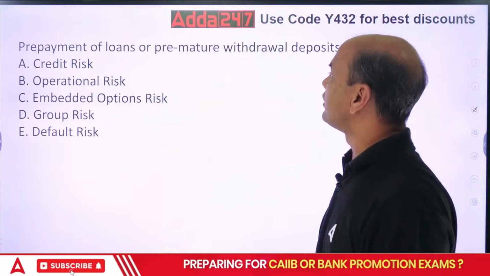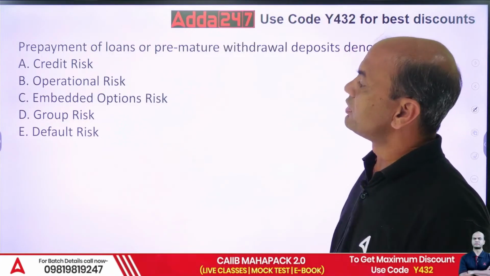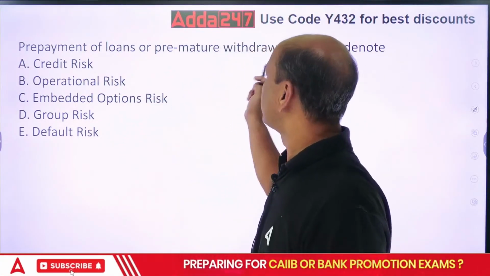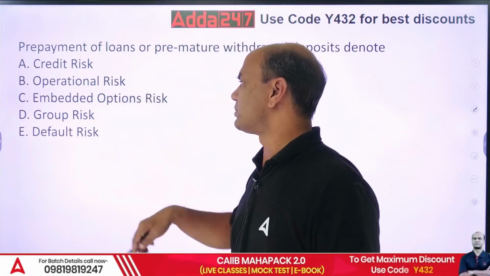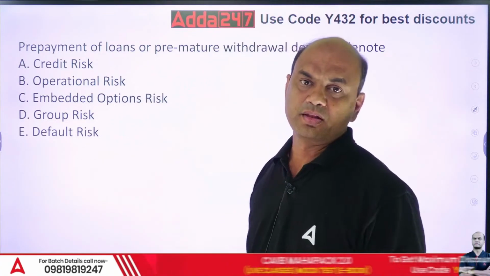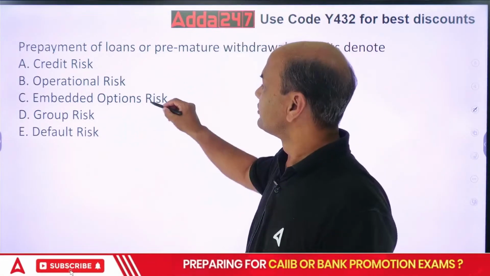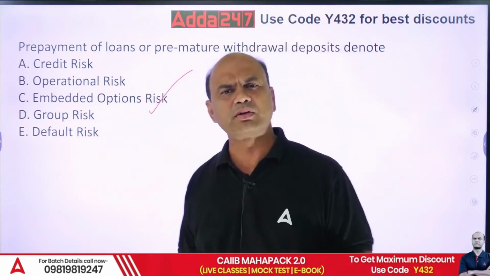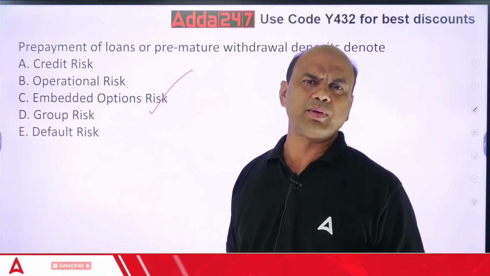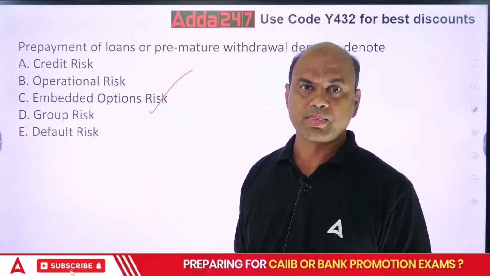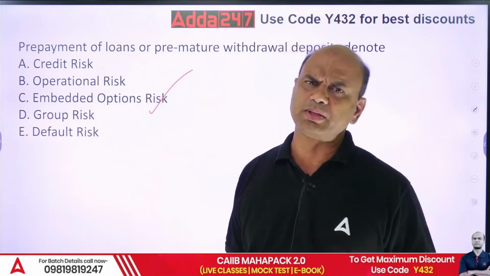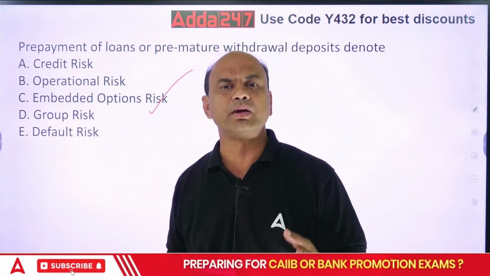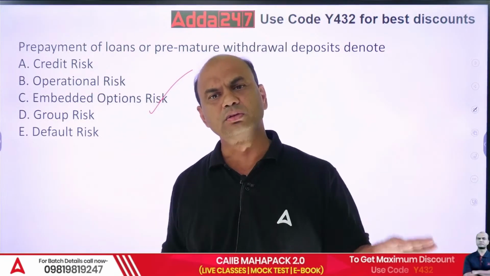Prepayment of loans or premature withdrawal of deposits denote what type of risk? Credit, operational, embedded option, group, or default. The answer over here is embedded option. Kindly note, embedded option risk means what? Any depositor or FD holder can come to you tomorrow, give back the FD and take back the money. So, premature withdrawal. Similarly for a loan also, any loan borrower tomorrow can come to you, give back all the money and close the loan.